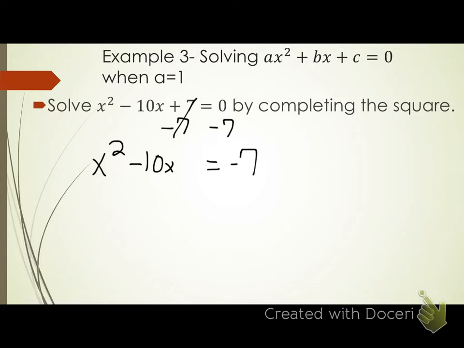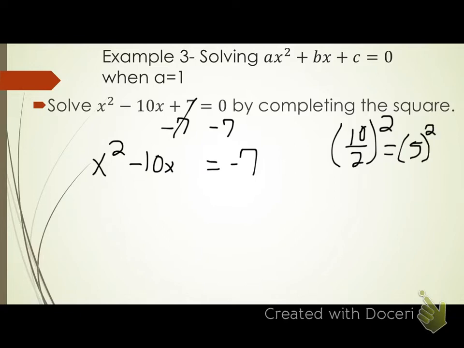So if I wanted to, I could write that as x squared plus negative 10x. The minus sign just makes the 10 negative. Okay? So, how do I complete the square? I take half of my b value. So I'm taking half of 10. After I take half of 10, what do I do with it? Square it.